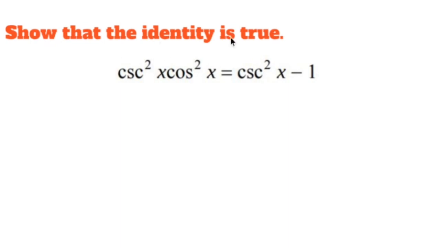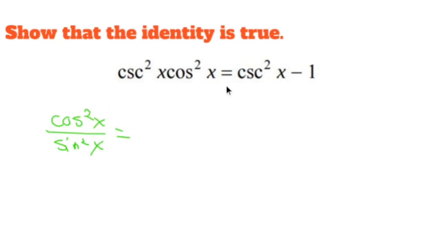Show that the identity is true: we have cosecant squared x multiplied by cos squared x is equal to cosecant squared x minus 1. All right, let's try to break this down into the simplest way possible. Whenever I see cosecants, I want to try to turn that into its actual thing. So let's put cosecant squared x in the bottom and make it sine squared x. Okay, cos squared x, cos is pretty basic, so let's leave it like that.